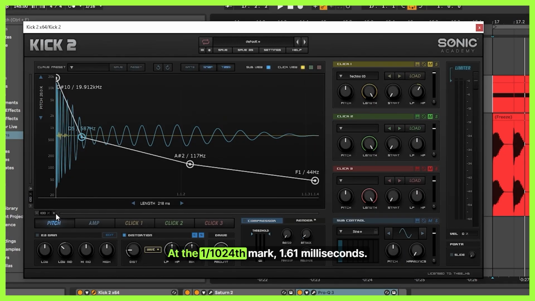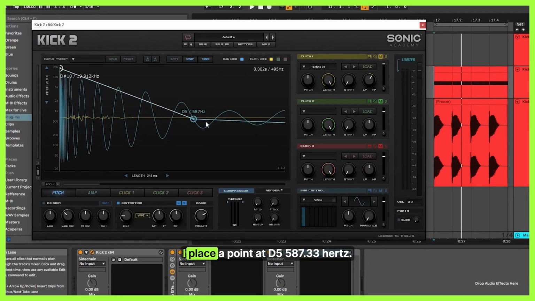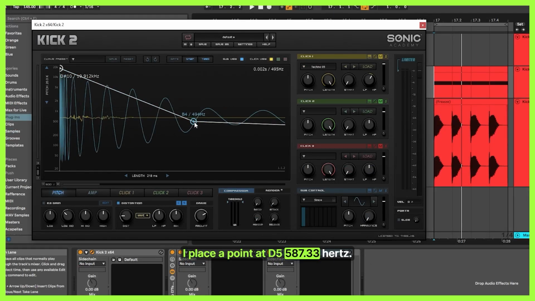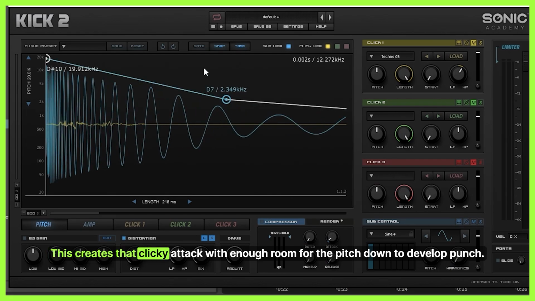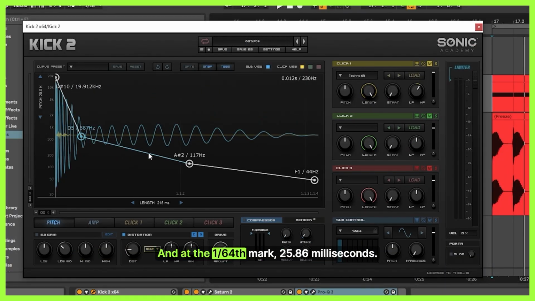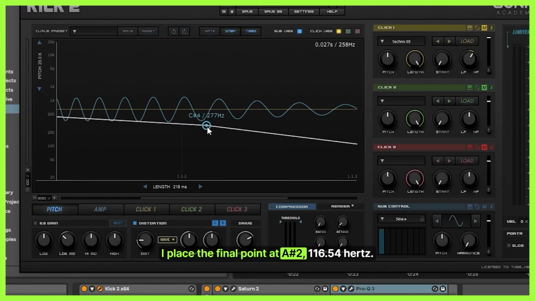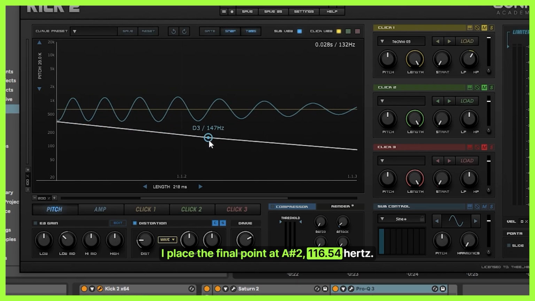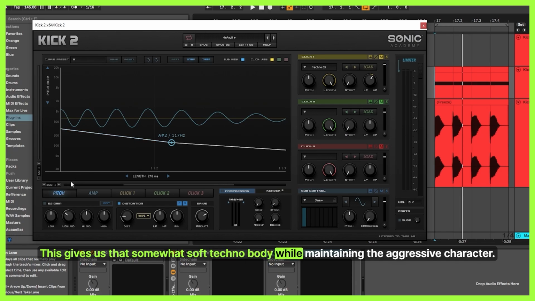At the 1024th mark, 1.61 milliseconds, I place a point at D5, 587.33 Hz. This creates that clicky attack with enough room for the pitch down to develop punch. And at the 164th mark, 25.86 milliseconds, I place the final point at A#2, 116.54 Hz. This gives us that somewhat soft techno body while maintaining the aggressive character.